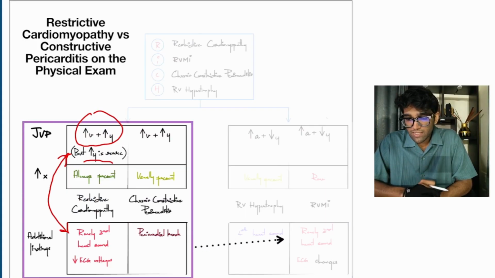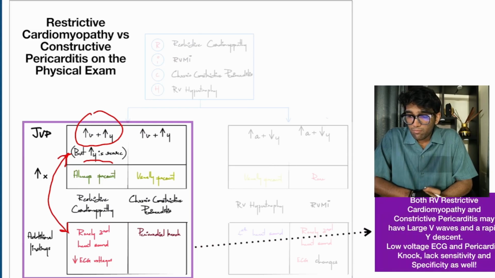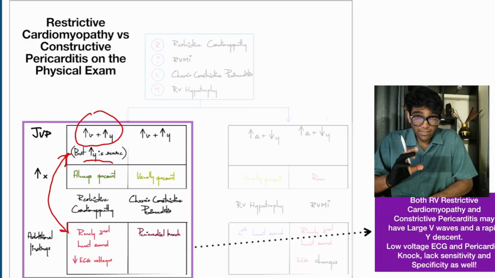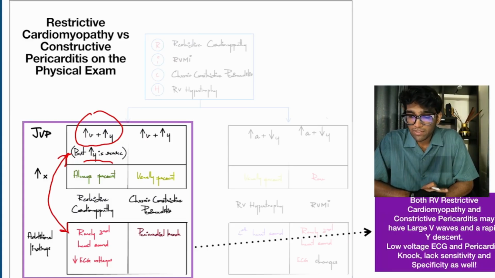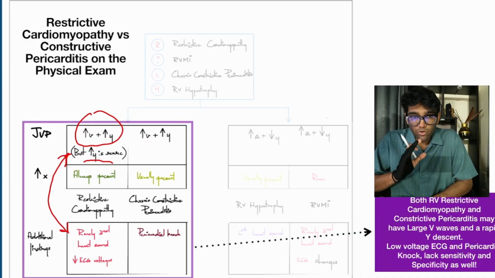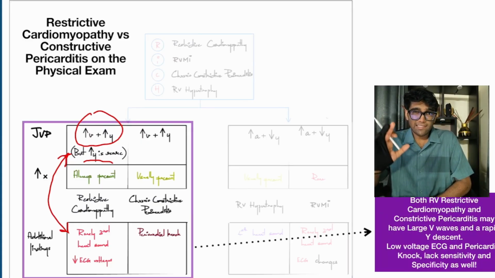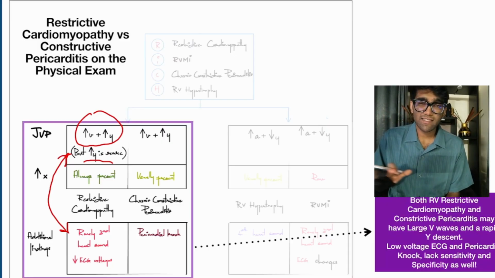So as you can see, both restrictive cardiomyopathy and constrictive pericarditis may have large V waves and rapid Y descents, but a rapid Y descent is rare in patients with restrictive cardiomyopathy. Second thing is the other things like low voltage ECGs and the presence of a pericardial knock lack the sensitivity and specificity to be clinically useful. So what do we do? Okay.